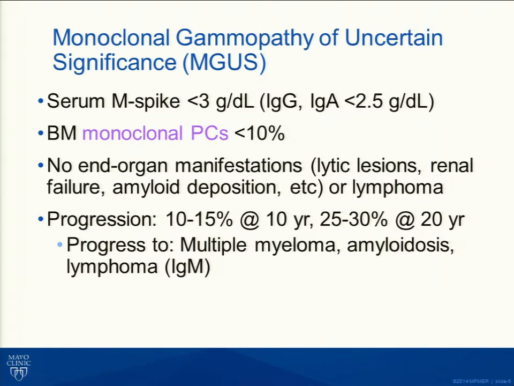As defined in this way, this is a very clinically indolent disease with about a 1% per year progression rate to full-blown clinically evident disease, most typically multiple myeloma. Amyloid can develop, and in the case of IgM MGUS, which is probably a disease entity which will be redefined over time, developing into lymphoma or lymphoproliferative disease.